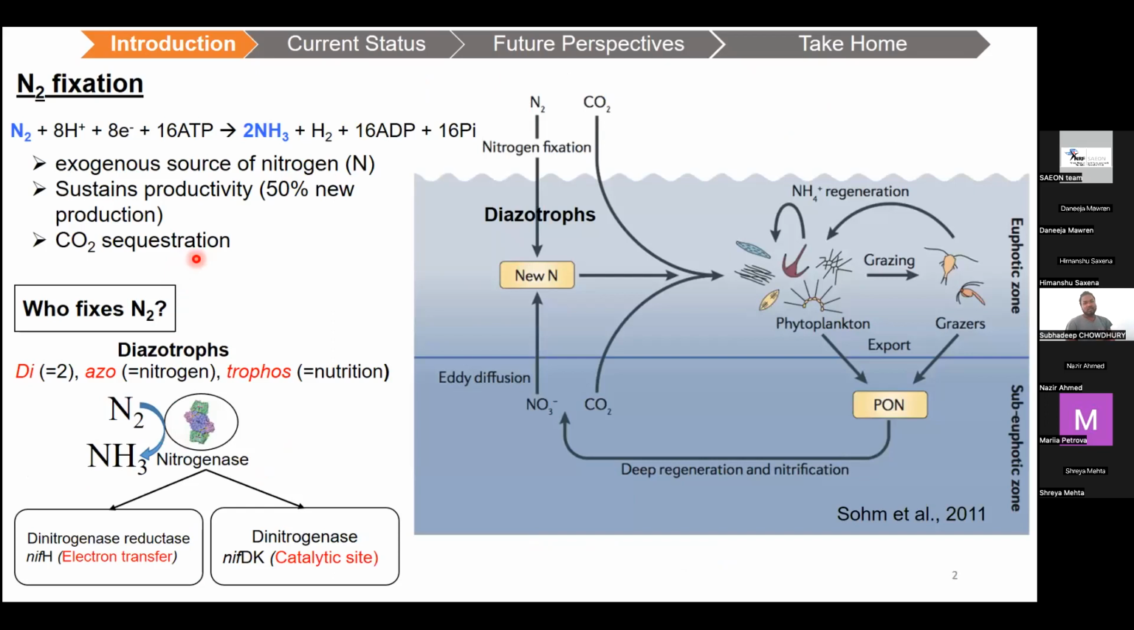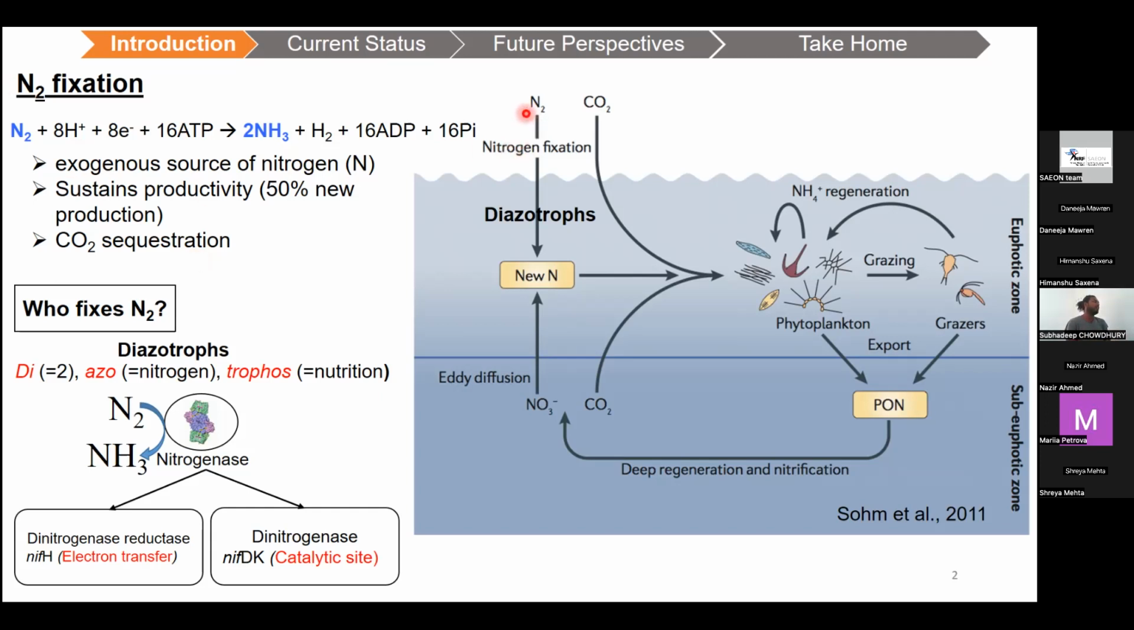So I work on nitrogen fixation. Nitrogen fixation is one of the main exogenous sources of nitrogen. It converts mainly the inert dinitrogen gas to bioavailable ammonia. It's an energy-intensive process, and it can sustain productivity in the oligotrophic Indian Ocean, contributing up to 50% of the new production, but this varies at different basins. It also helps in carbon dioxide sequestration.